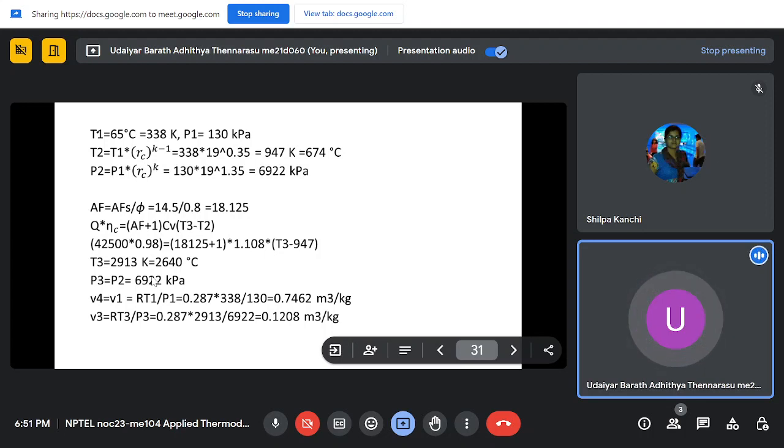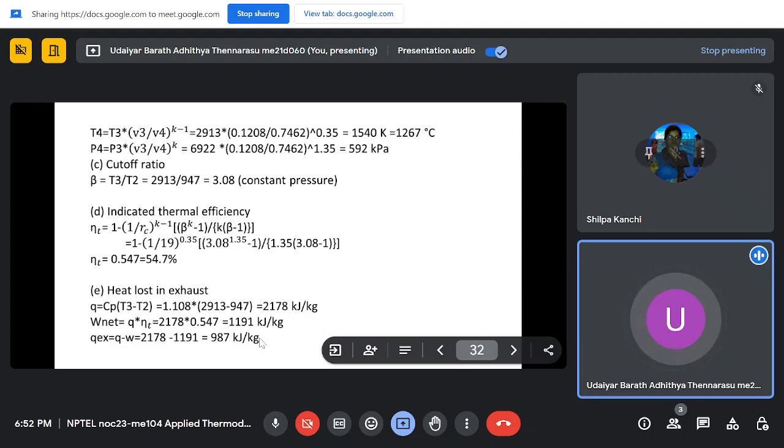And we also need to find out the volumes. V4 equals V1, so we can find it from the ideal gas relation PV equals RT. So RT1 by P1, taking specific volume here: 0.287 into 338, we already know state 1, and pressure is also known, so that will come out to be 0.7462 meter cube per kg. And V3 is similarly RT3 by P3. We have already calculated temperature and pressure at state 3, so it will come out to be 0.1208 meter cube per kg.